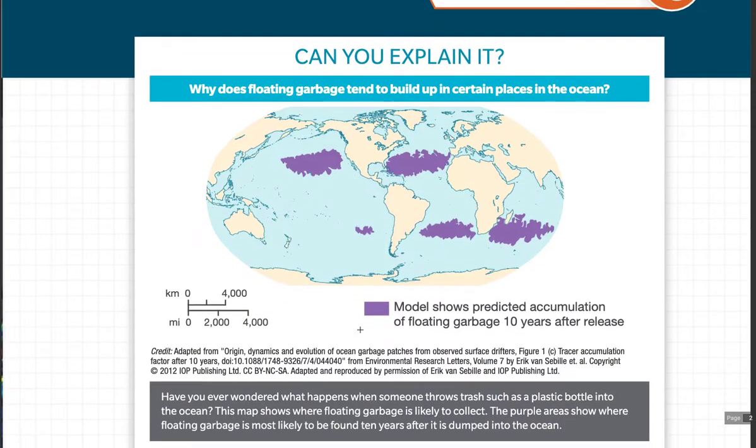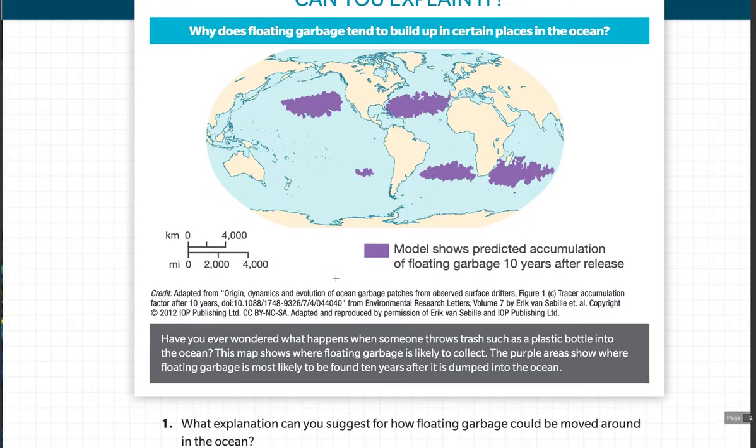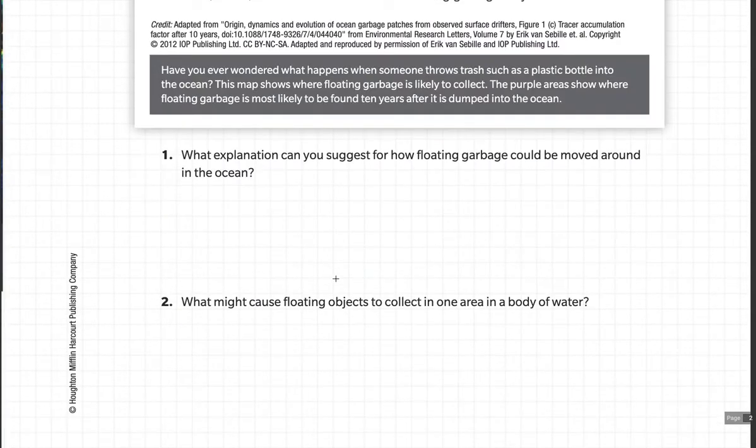So, this starts off with, why does floating garbage tend to build up in certain places in the ocean? This is actually talking about these giant garbage patches that totally exist in the ocean. You can go to them. I think the one in the Pacific Ocean is supposed to be about the same size as Texas. There are areas of the ocean where, if you're on a boat, there's just garbage everywhere floating in the ocean. So why do you think that? Take a second to think about it if you want.